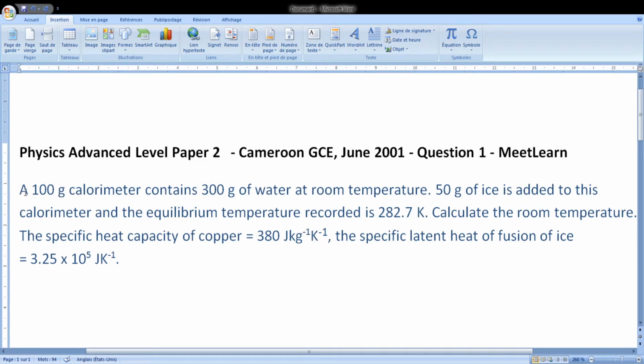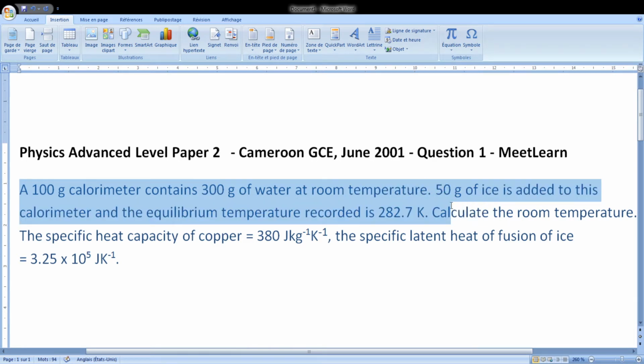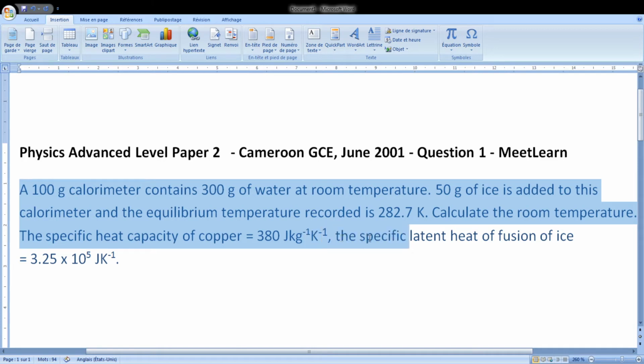The question reads, a 100-gram calorimeter contains 300 grams of water at room temperature. 50 grams of ice is added to this calorimeter and the equilibrium temperature recorded is 282.7 Kelvin. Calculate the room temperature given that the specific heat capacity of copper is 380 joules per kilogram per Kelvin and the specific latent heat of fusion of ice is 3.25 times 10 to the power 5 joules per Kelvin.